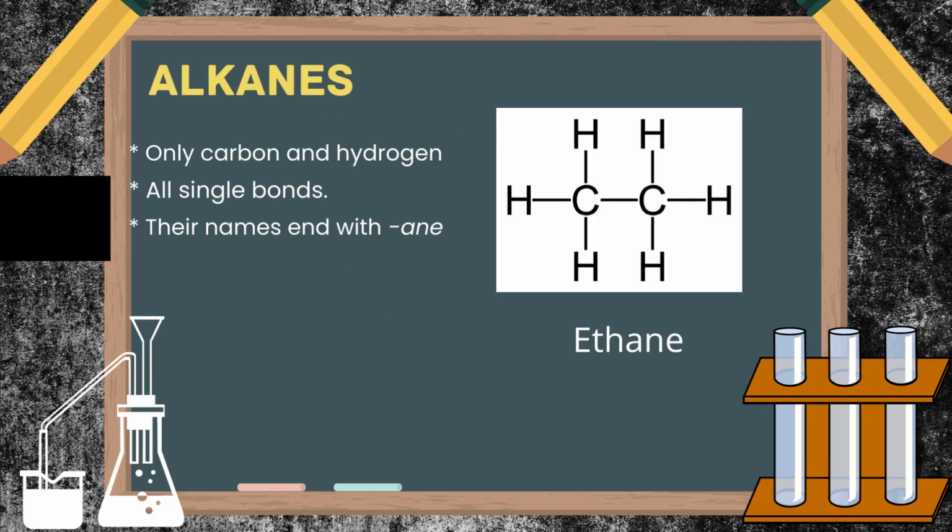Now we begin with our very first functional group, alkanes. You can clearly see that there are only two atoms used here, carbon and hydrogen, and carbons are forming a single bond. So whenever atoms are forming a single bond, the name ends with ANE. Therefore, the organic structure of this compound is called ethane.